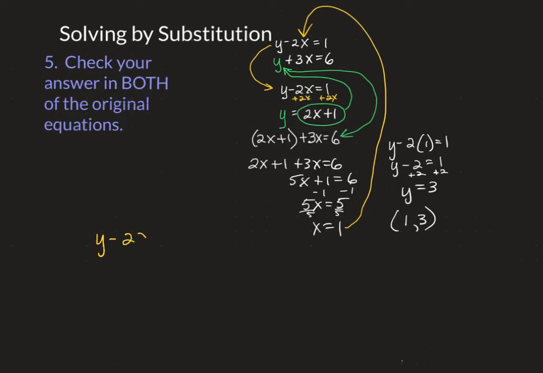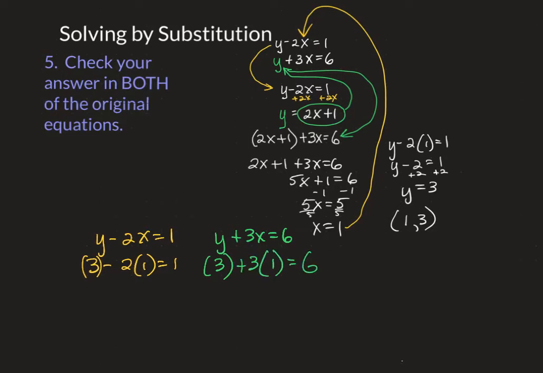y minus 2x equals 1 was one of the original equations. I'm going to put 1 in for x, and I'm going to put the 3 in for the y. My other equation was y plus 3x equals 6, and in the same way, I'm going to put in 3 for my y value, and the x equals 1 that I solved for. And let's work these out. 3 minus 2 equals 1, 1 equals 1, yes.